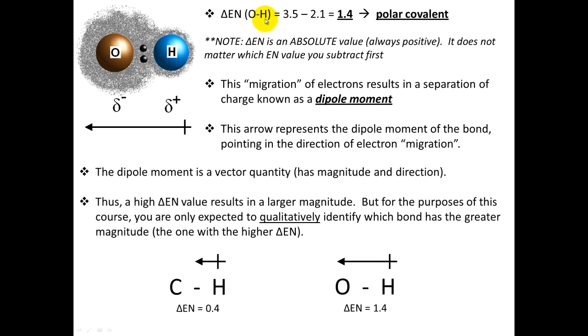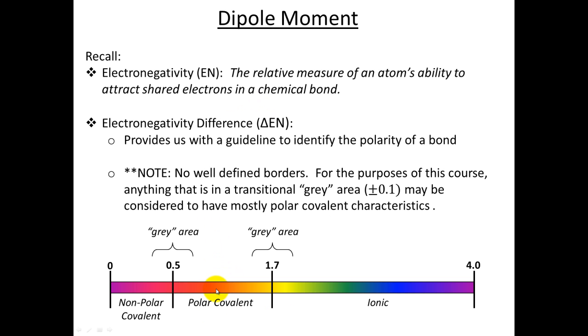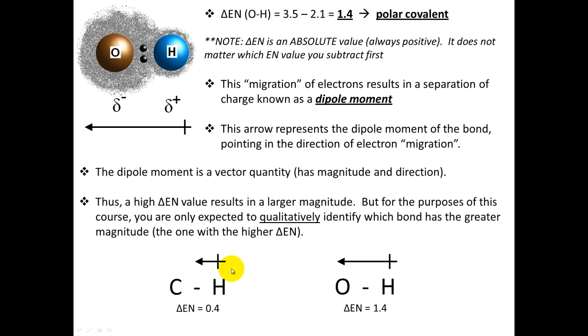To predict this, we look at the delta EN calculations, where we subtract the EN values for oxygen and hydrogen, which are 3.5 and 2.1 respectively. We found these from the periodic table. And once we subtract them to find the difference, we see that's a 1.4. Now, 1.4 is well within the polar covalent range, so we can safely say that this particular chemical bond will have mostly polar covalent characteristics.